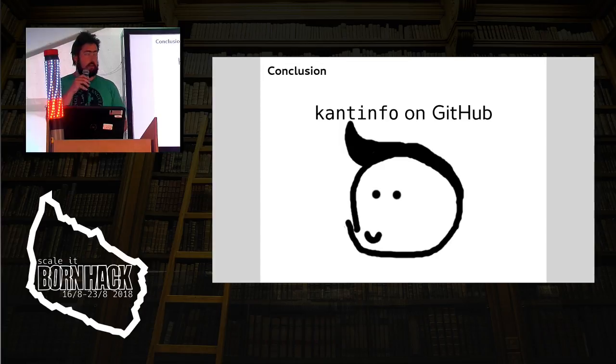So in conclusion, this is kinsinfo on GitHub. And it works quite well. We have had it battle tested in two different locations on four screens for more than 2 years now, and it's surprisingly stable. It's just a single Python program. So thank you.